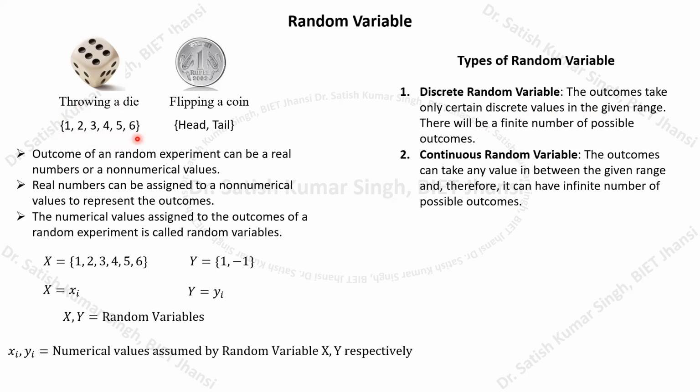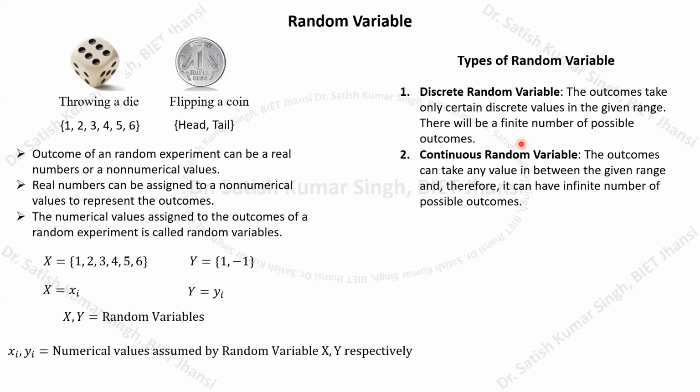You remember that in this case of the throwing a die experiment, the outcome can never be 2.5, or 4.1 or 4.99. It can have only discrete outputs: 1, 2, 3, 4, 5, 6. Therefore we are writing that the outcomes take only certain discrete values in the given range, and there will be only a finite number of possible outcomes. If this is the case, the random variable is called a discrete random variable.